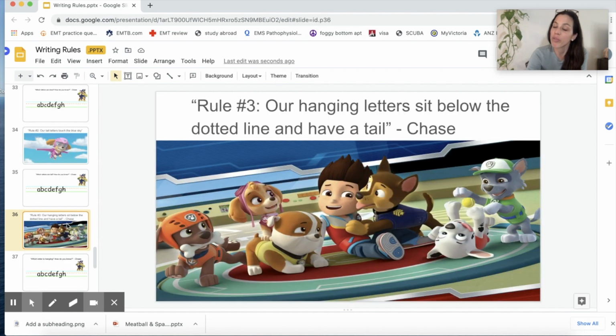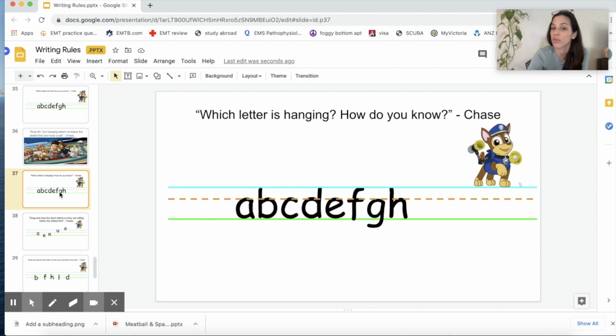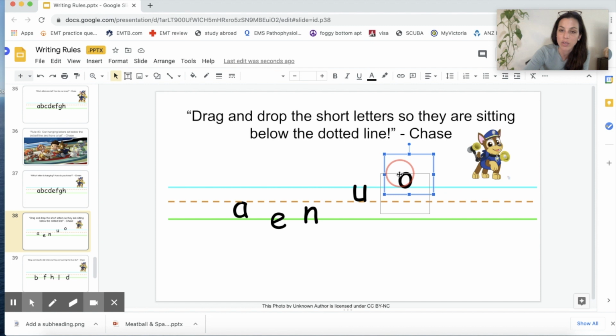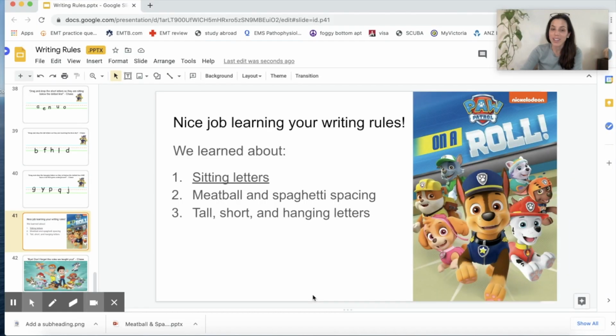And then rule number 3, our hanging letters sit below the dotted line and have a tail. So then our students would identify, okay, which one is hanging? And then the drag and drop activity is just you drag the letters to the appropriate spot. So these are all short letters. So our students, again, they would drag a letter and they would put it so it's sitting in the right spot. It's a little tricky, but it's also highly fun. And that's really it. So you reviewed all the main writing rules with Chase.